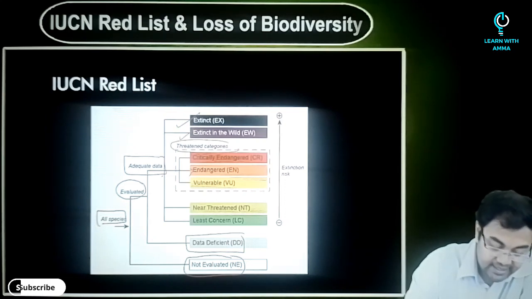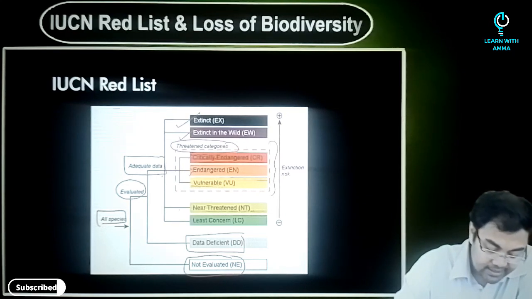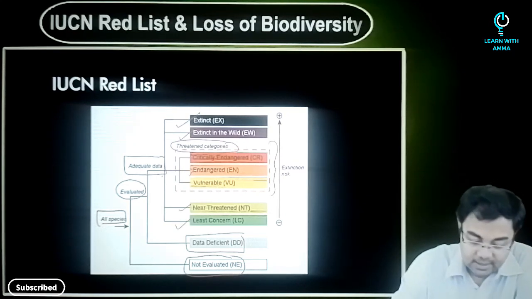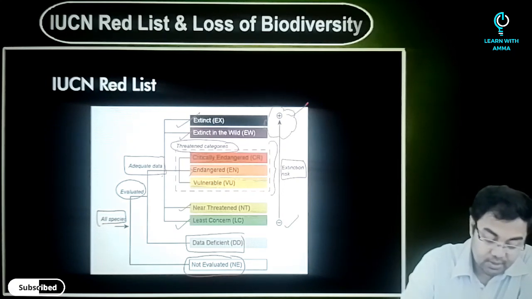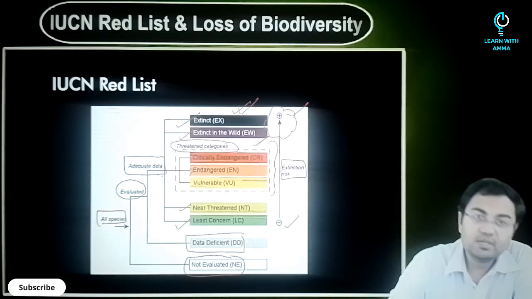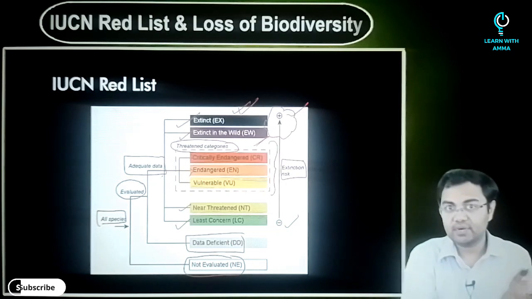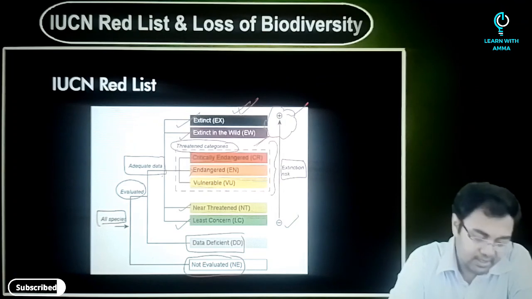Then you have threatened categories where you have three subcategories in that, and then you have near threatened and least concern. So the risk of extinction obviously rises from here to here. These are the species either which have become extinct or are looking at a very dim future. So this is about the IUCN Red List. We'll have a discussion separately again when we go to the chapter of international organizations.